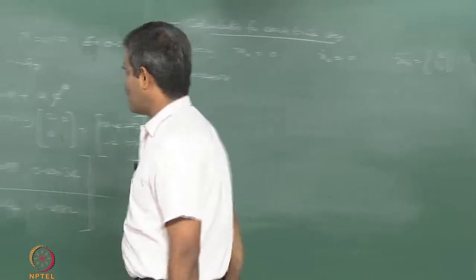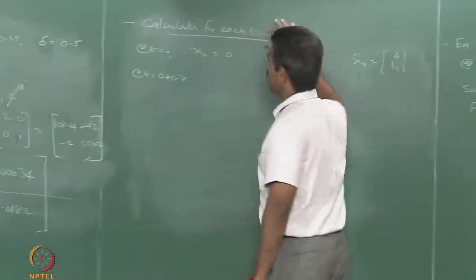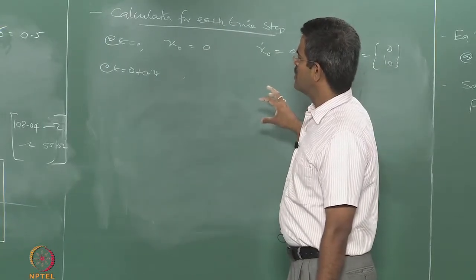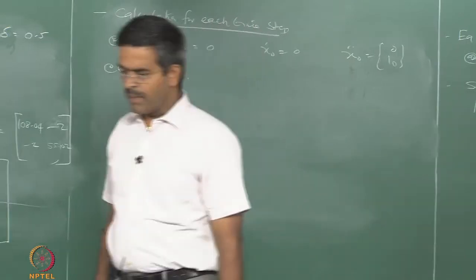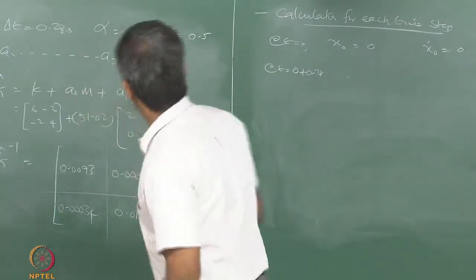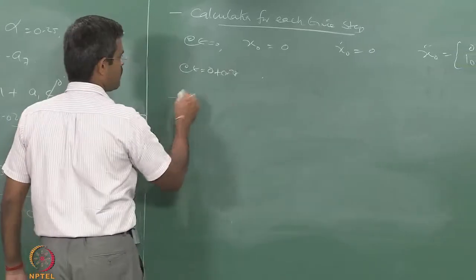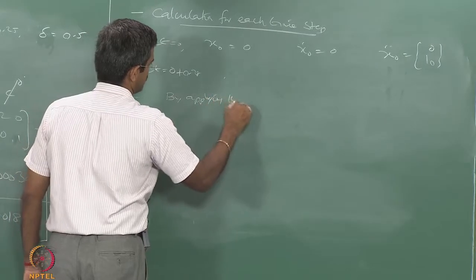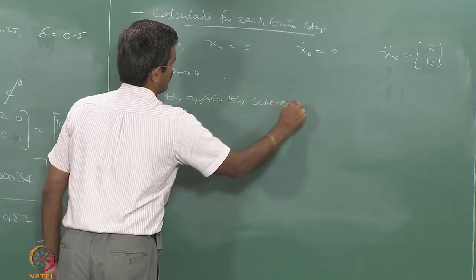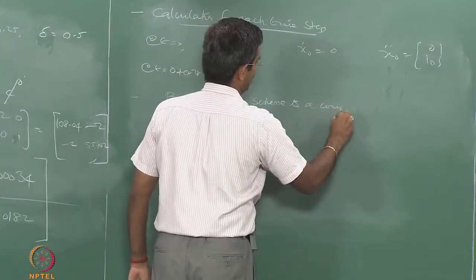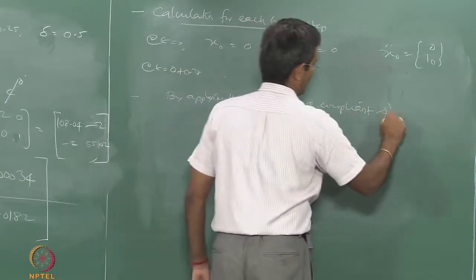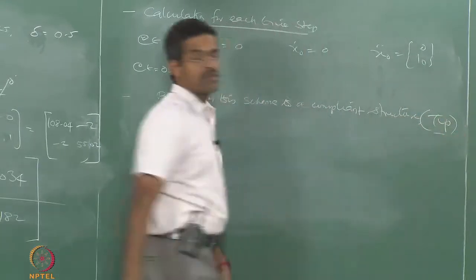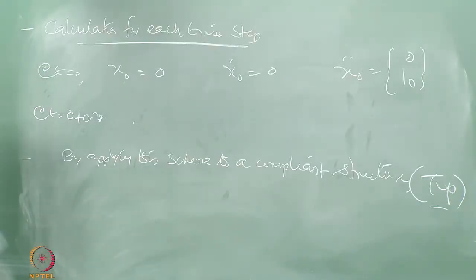Okay. Now at every point here, at every time step here, you get only one value of x, x dot and x double dot. But when you apply this scheme to a system where compliant structures are involved, let us see what is the complication we get. By applying this scheme to a compliant structure, say for example TLP. Why TLP? Because we have shown the results of TLP in the previous lectures. So let us see what is the difficulty here.